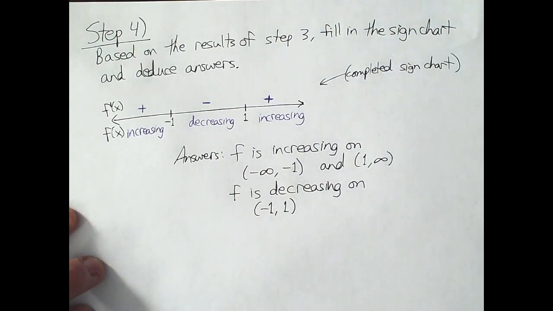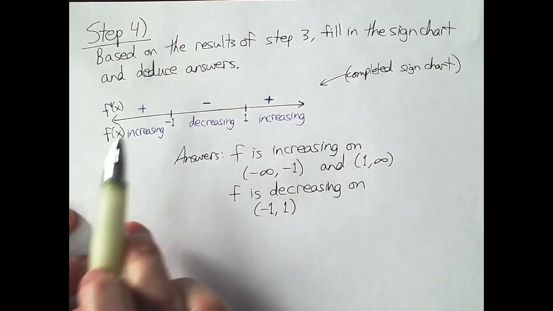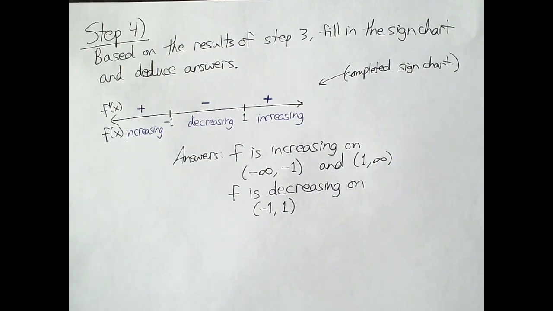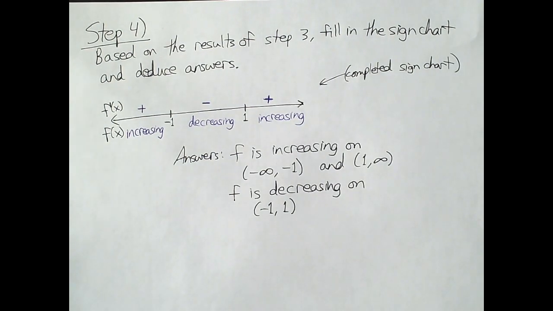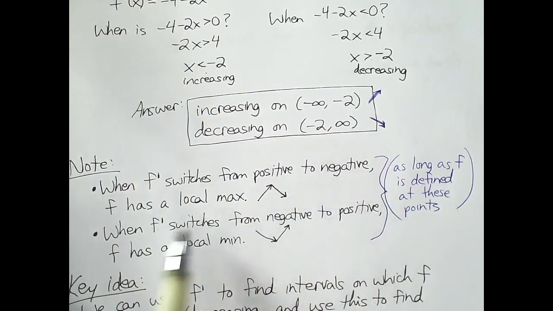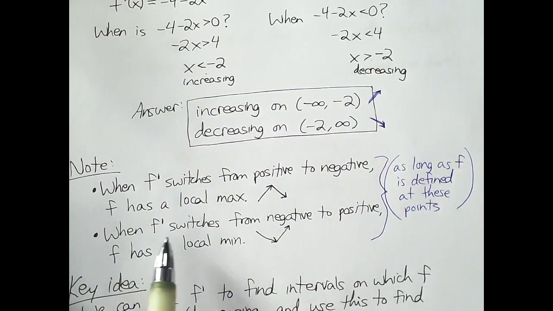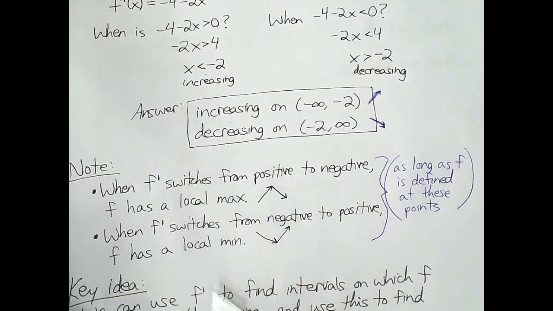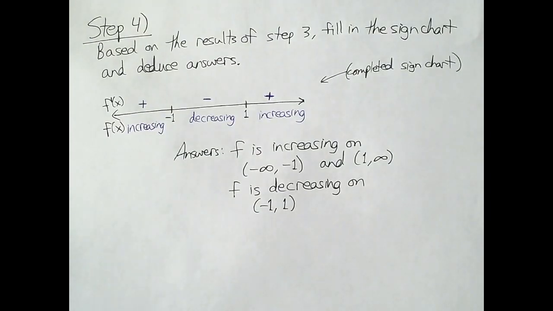And now we need to say, it says find the x coordinates of local maxima and minima. So can we figure that out based on this? Do you remember what I said earlier? I said that we have to go back and look at this. When f prime switches from positive to negative, f has a local max. When f prime switches from negative to positive, f has a local min. Okay? You have that in your notes.